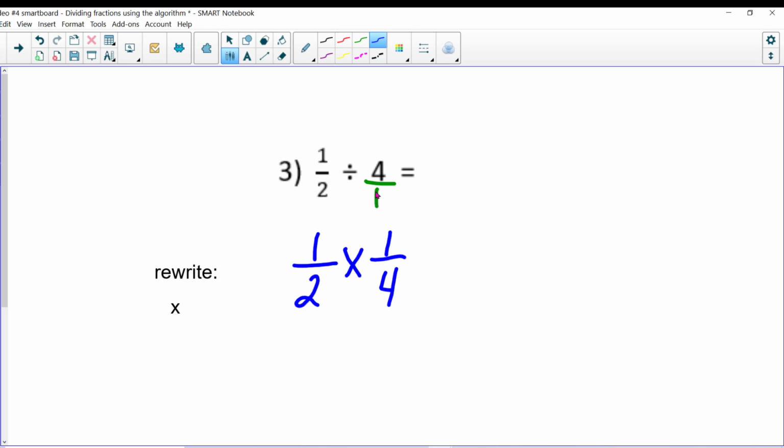1/4. So the reciprocal of 4, or 4 over 1, is 1/4. How'd you do? Now we're just going to multiply. 1 times 1 is 1, and 2 times 4 is 8. There's your answer. So 1/2 divided by 4 is equal to 1/8.